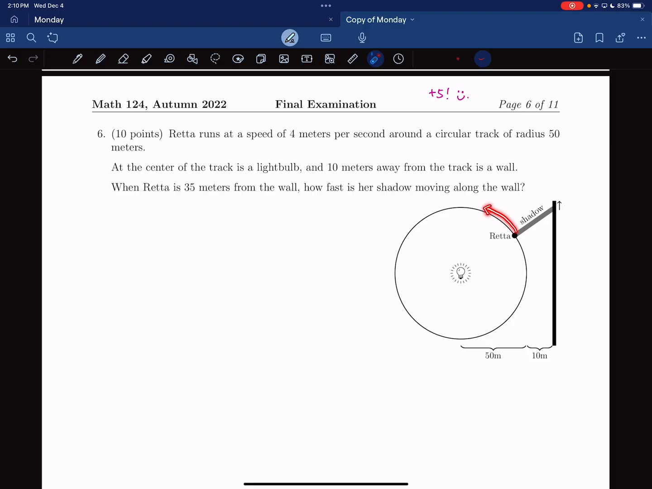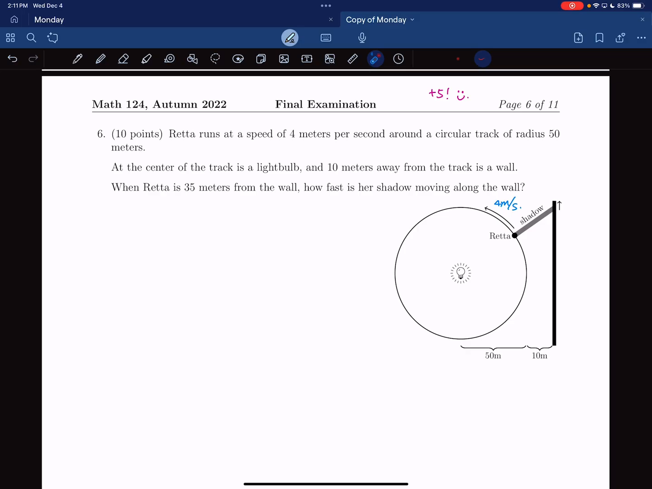Retta's running this way at 4 meters per second. Let's label that 4 meters per second. And the radius is equal to 50. In this question, the diagram already labeled that for us, so the radius is equal to 50.